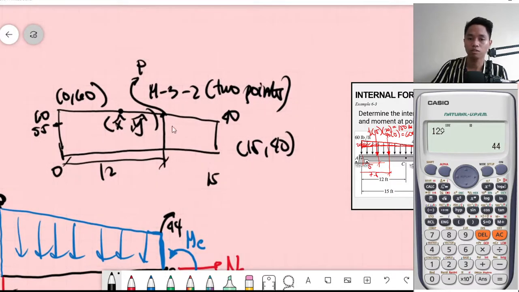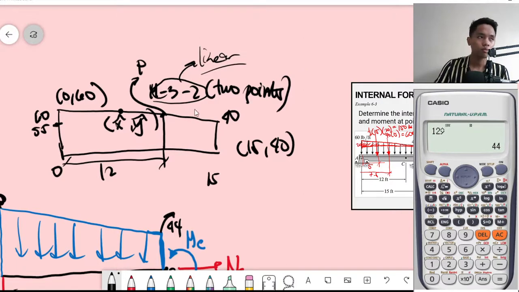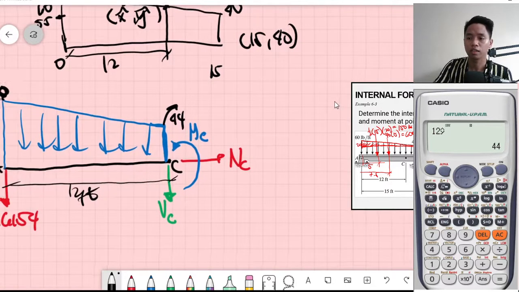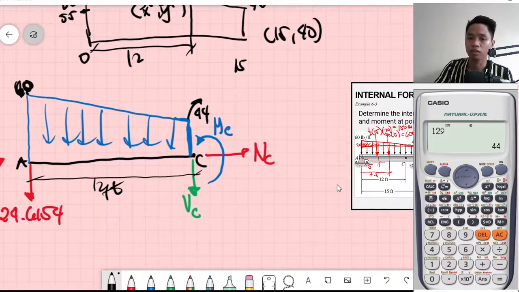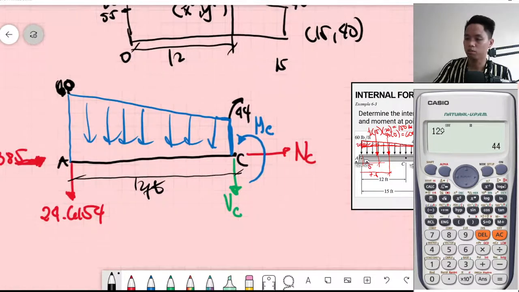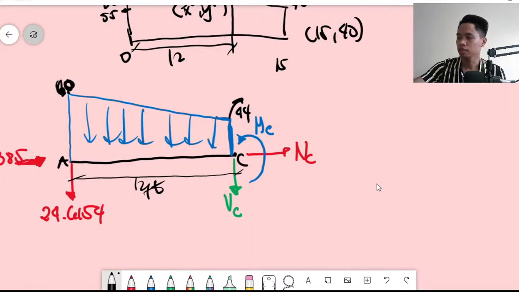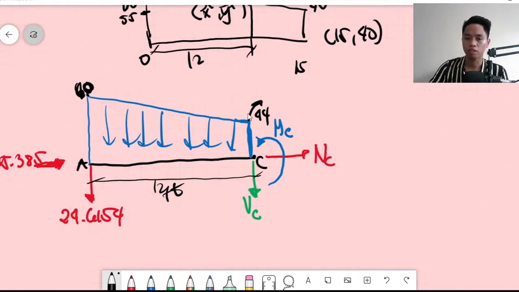Mode 3-2 is for linear. Now, if you want to interpolate quadratic problems, you use mode 3-3. So you will encounter that once you need to use it. Okay? So, let's go back to the problem. We already know this is 44.